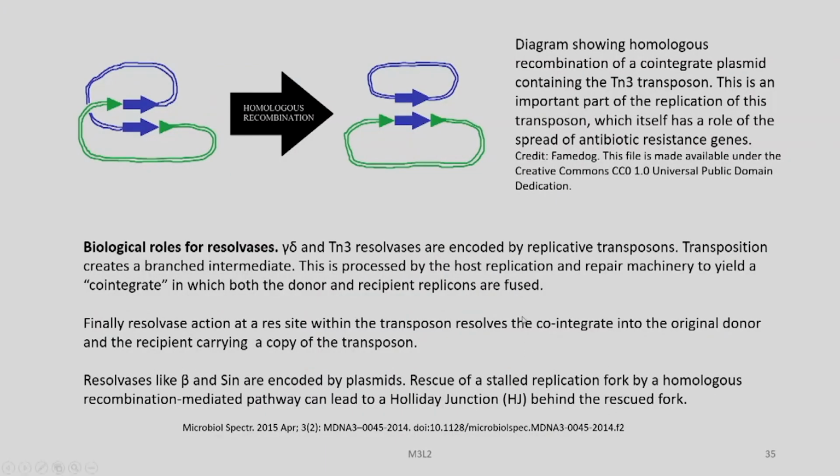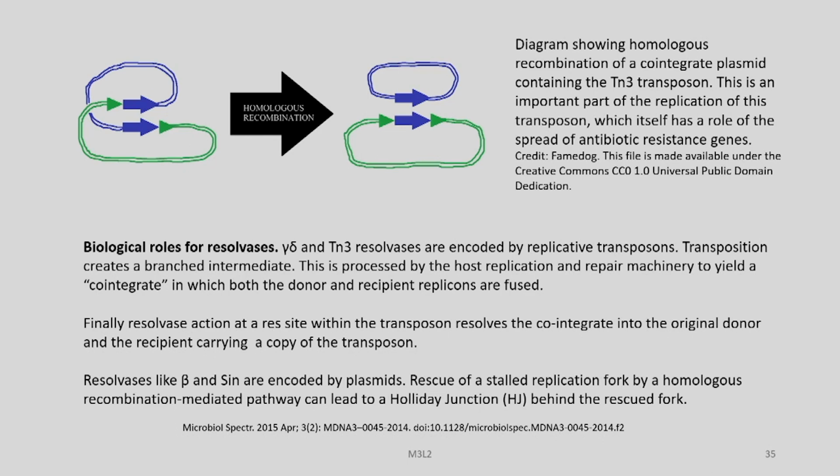Let us study the biological roles of resolvases. Gamma delta and Tn3 resolvases are encoded by replicative transposons. Transposition creates a branched intermediate. This is processed by the host replication and repair machinery to yield a co-integrate in which both the donor and the recipient replicons are fused. Finally, resolvase action takes place at a res site within the transposon and resolves the co-integrate into the original donor and recipient, each carrying a copy of the transposon.